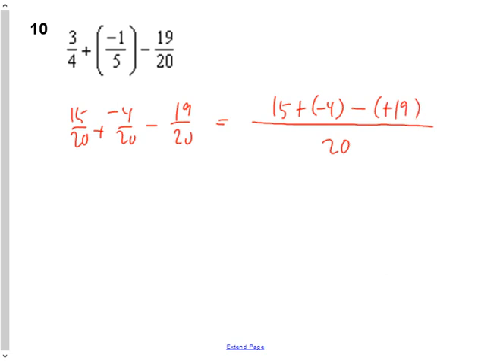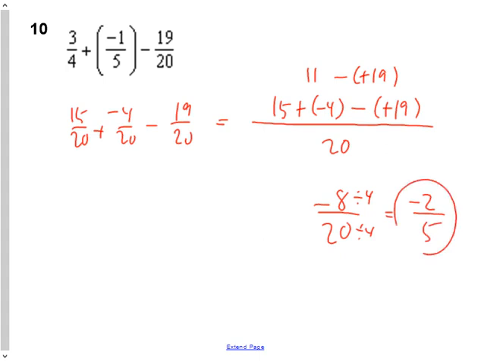Well, 15 plus a negative 4 is 11. And 11 take away 19 is negative 8. So your answer is negative 8 twentieths, which in lowest terms is negative 2 fifths.